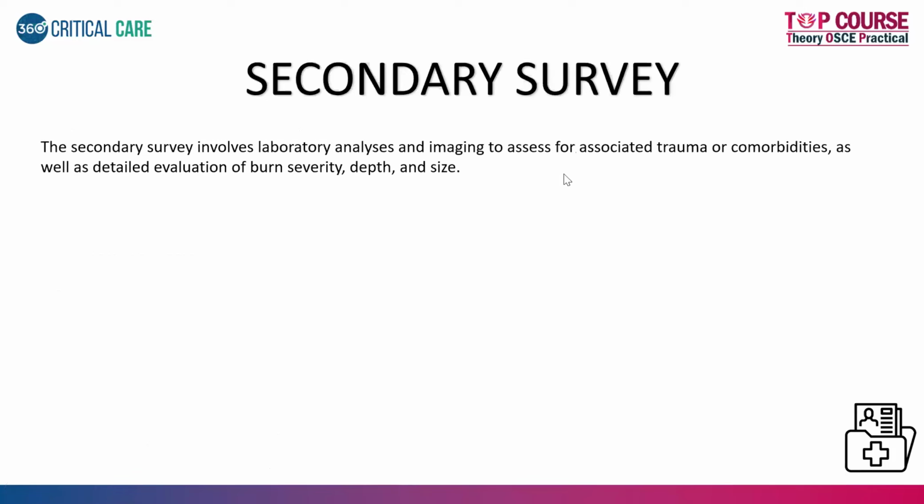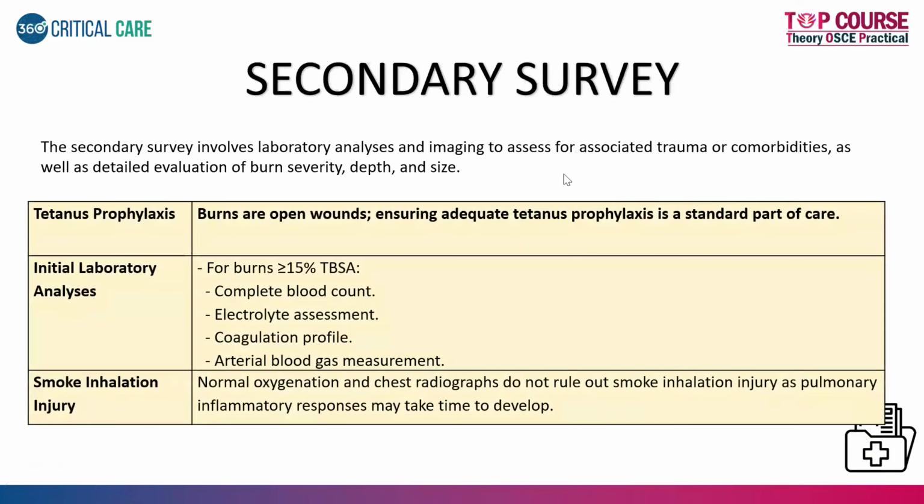Okay. Coming to secondary survey, the secondary survey usually involves the laboratory analysis after you have secured the vitals of the patient. Like in the case of trauma, always make sure that you have given the patient the tetanus prophylaxis. Whenever the patient is having large burns, that is usually more than 15% of the total body surface area, you have to look for dyselectrolytemia. You have to look into your complete blood count, coagulation profile, and arterial blood gas analysis. Routine evaluation, focused evaluation should continue.